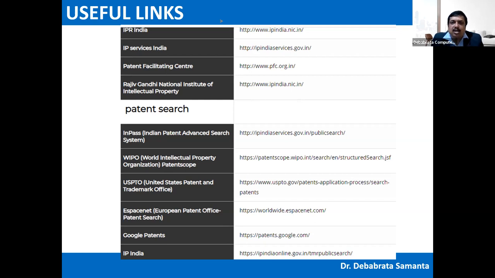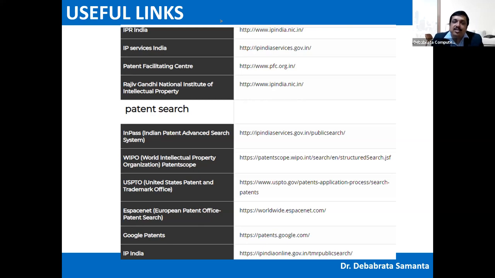Apart from that, the Rajiv Gandhi National Institute of Intellectual Property can also provide you information which is applicable for horticulture, agriculture, that type of patent related activity. That is the most important information available there. Patent search, copyright search, or IPR search. These are the important things, what exactly search engines are available. Because if we know the existing policy, then only we can improve my techniques and the process.